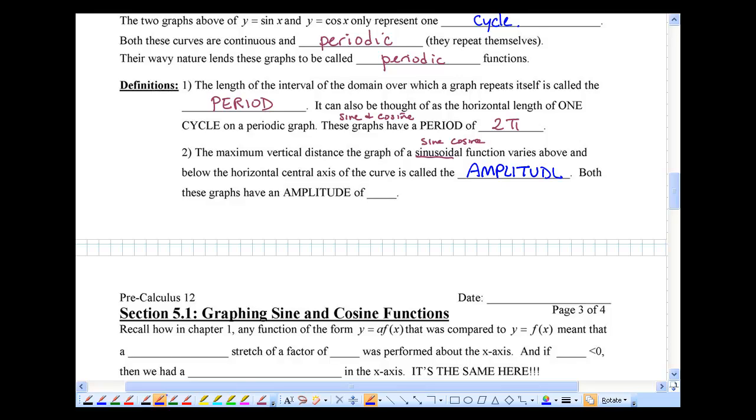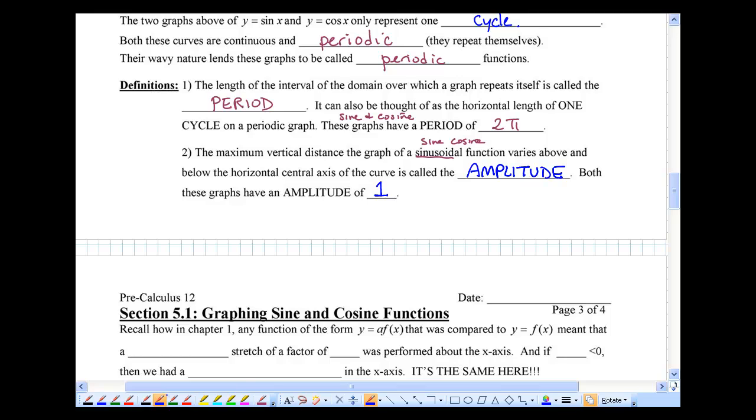And if you look back at your graph, can you tell me the actual amplitude of these graphs? So the distance from the highest point to the horizontal central axis, along with the distance from the lowest point to the horizontal central axis, both those distances are equal to 1, so the amplitude here is 1.